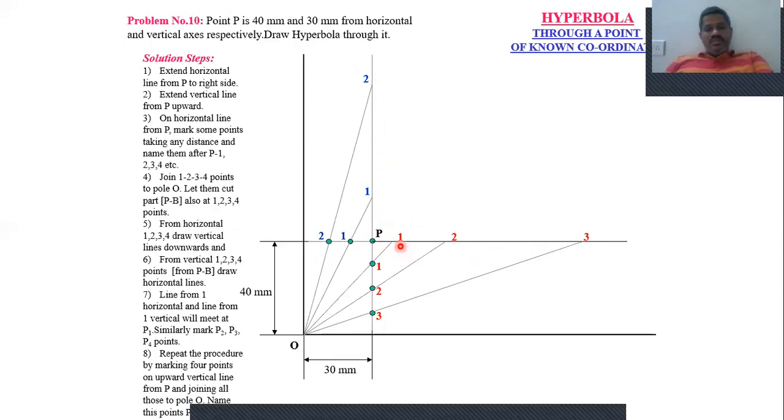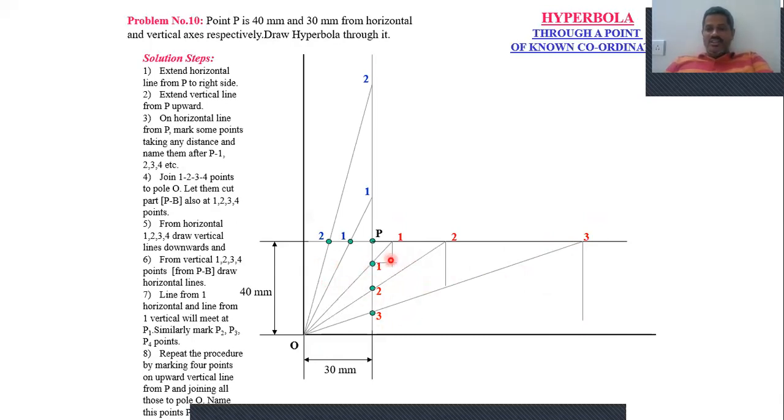Now you drop the horizontal and vertical lines from these points. So now I am dropping a vertical line here and a horizontal line from this line like this. I am dropping all the vertical lines like this. So, 3 vertical axes. Then I am drawing horizontal lines from these points.